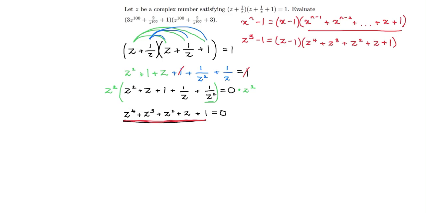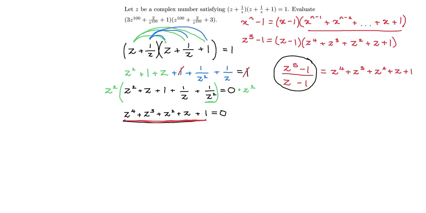So we get that z to the 4th plus z cubed plus z squared plus z plus 1 equals (z to the 5th minus 1) over (z minus 1). Alright, now what we can do is substitute this value into our original equation.